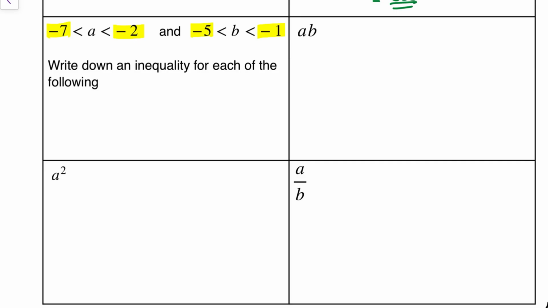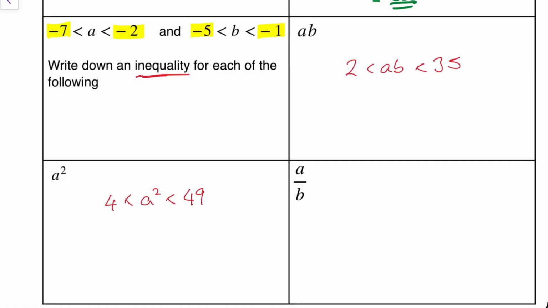So let's start with AB. So the range, in other words, I want the smallest and largest value to give me an inequality. The smallest AB can be is 2 times 1, which is 2. And I'm going to write AB in the middle. And the biggest AB can be is 7 times 5, which is 35. So therefore, it's between 2, AB and 35. Very similar with a squared. The smallest a squared can be is 4, 2 times 2. That's a squared in the middle. And 7 times 7 is 49. So it's between 4 and 49.